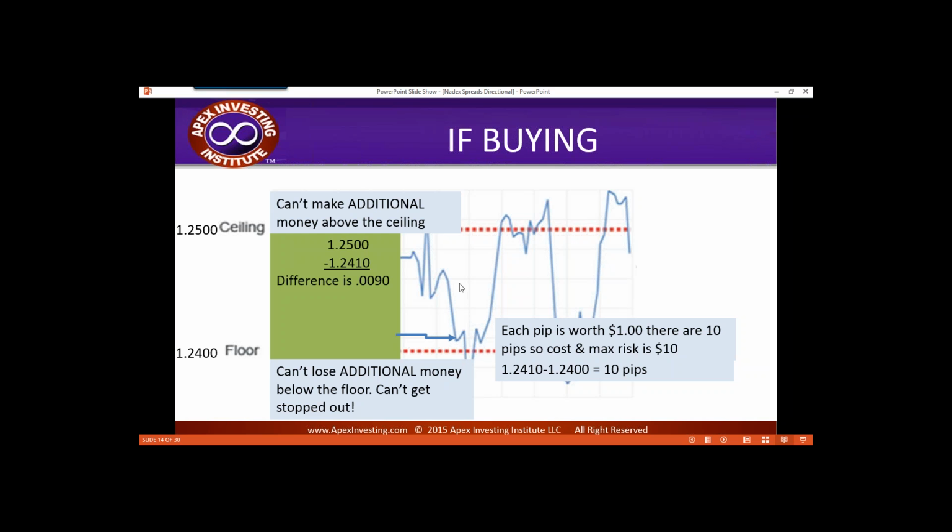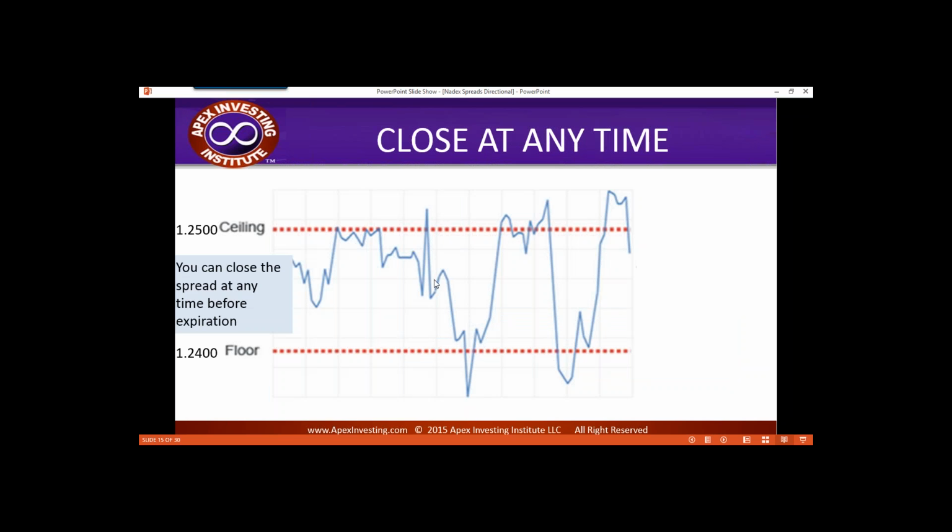All right, and I can buy anywhere in between here. Whether I buy here or here just depends on where the market is at that time. So I can get into the trade and get out of the trade anytime. Now I can hold the spread until expiration, or I can exit early.